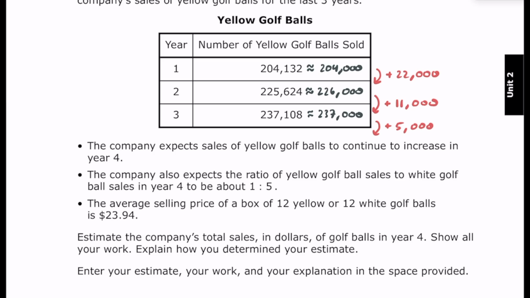So if we take this 237,000 and add on 5,000, then I'm estimating here that for year 4, and again, this is just scratch work, just brainstorming, if you do 5,000 more, and you use a calculator, it's going to be 242,000, right? So that's the estimate I'm going to say is going to be in year 4. And again, this is my estimate for the number of yellow golf balls in year 4.